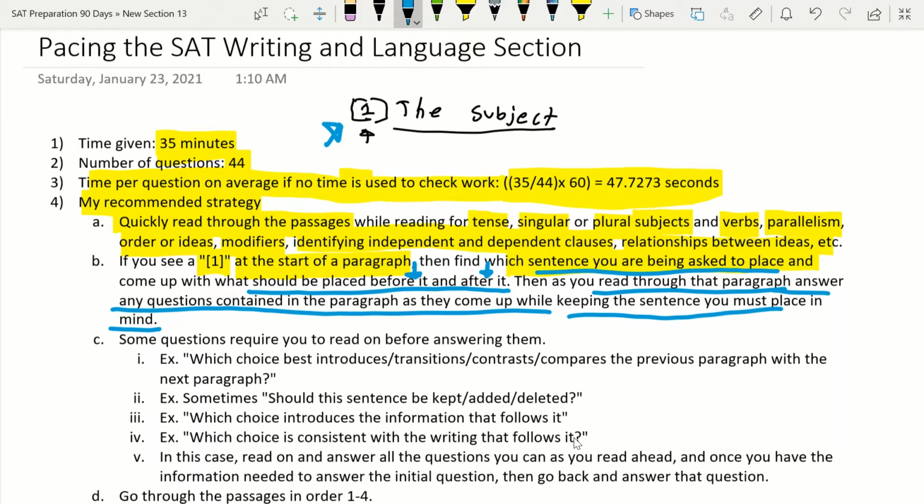So the most efficient way to do those questions where you have to place a sentence is to read that sentence first, and come up with what should come before it and what should come after it. Then you read through your paragraph, answer any questions as they come up, and place it where you find the best spot, where what you find matches what you came up with for before and after. That's one strategy I highly recommend using.